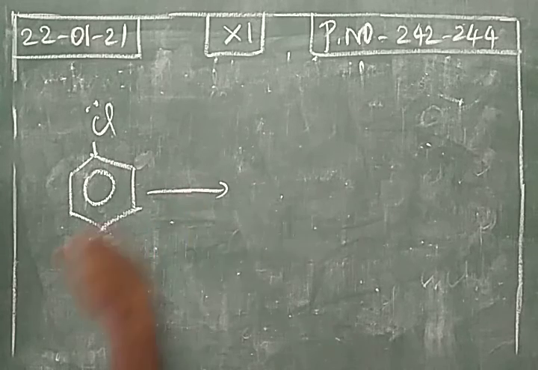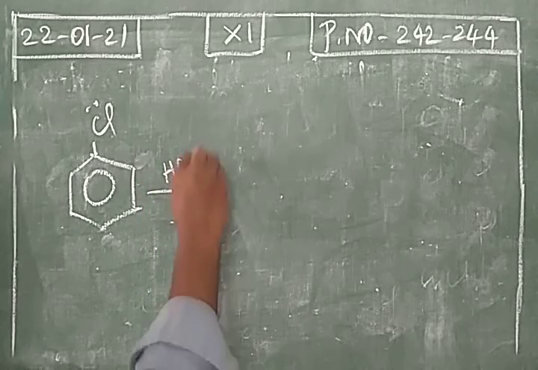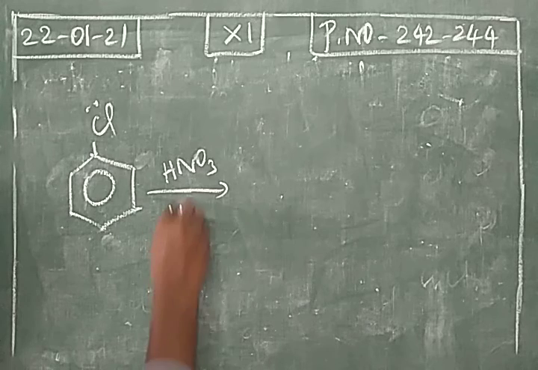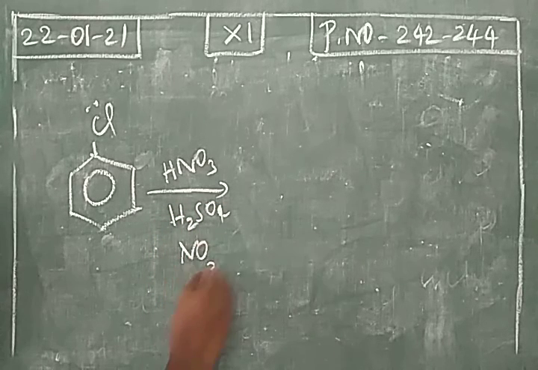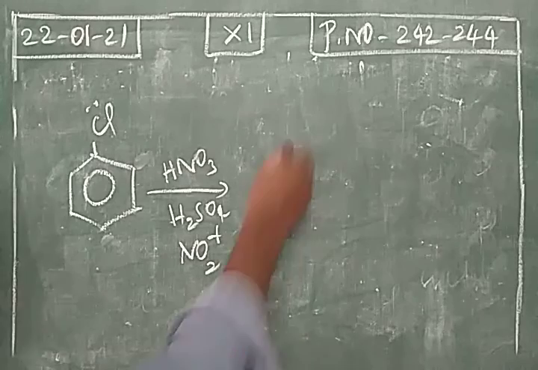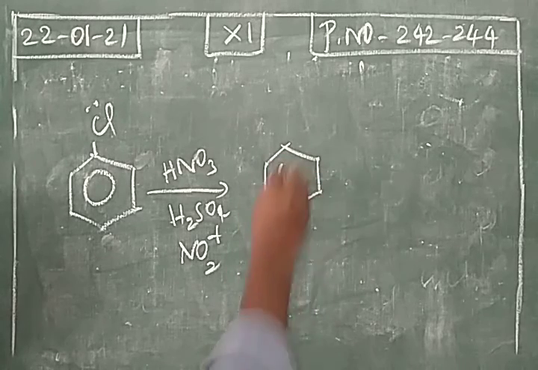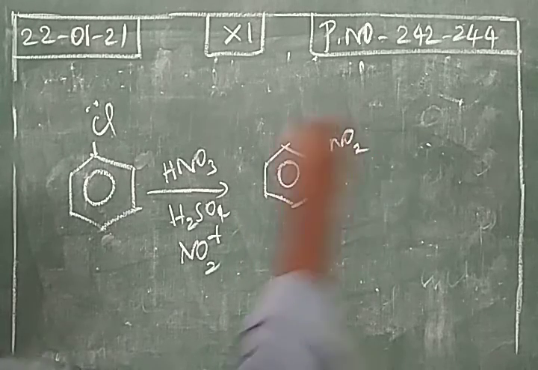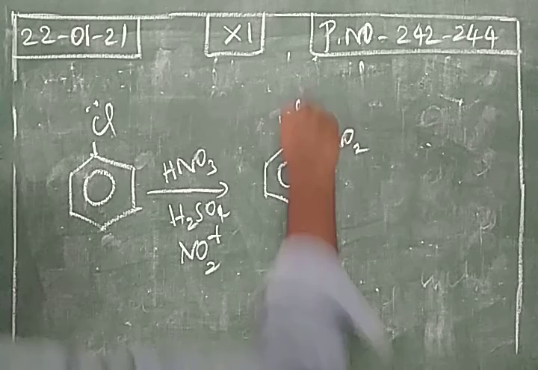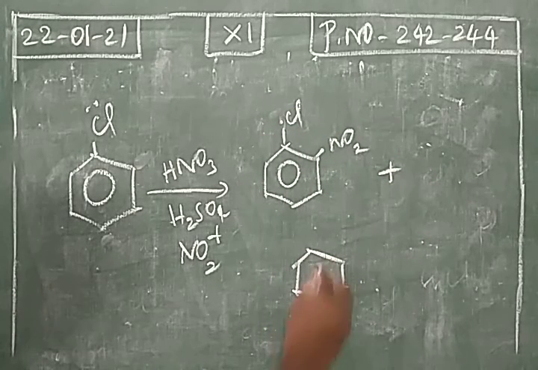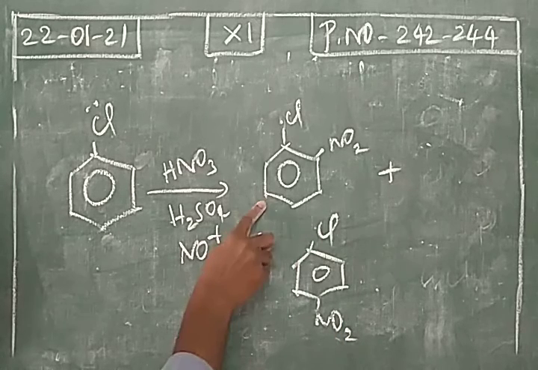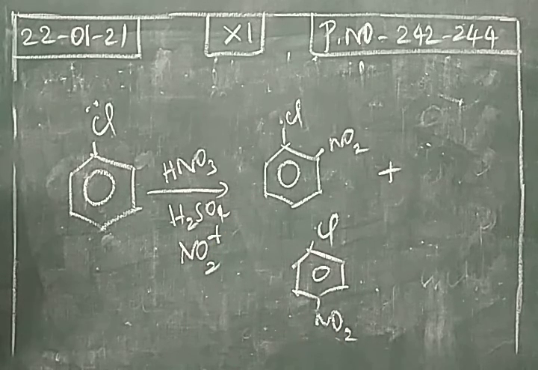And you can do nitration also. When we do nitration, we have to take nitrating mixture, concentrated nitric acid and sulfuric acid. It will produce nitronium ion electrophile. So as usual, we will get ortho as well as para substituted product. This is orthochloronitrobenzene, this is parachloronitrobenzene, this is major product.